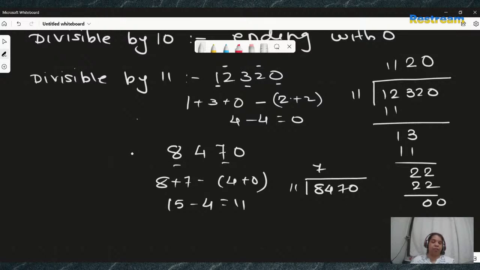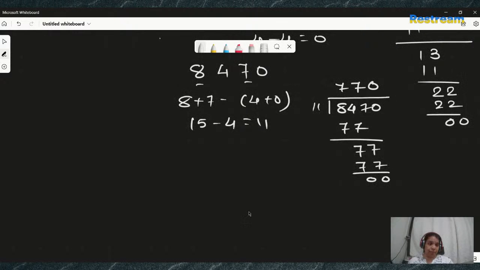So 11 times 7 is 77, because that is the smallest number before 84. So we have 7, and then this 7 comes down. So again we have a 7 over here, 77, 0, and then again a 0. So this number is also definitely divisible by 11, because the difference between the sum of odd place digits and the sum of even place digits is 11. Okay, it's a very interesting rule, but very, very useful.